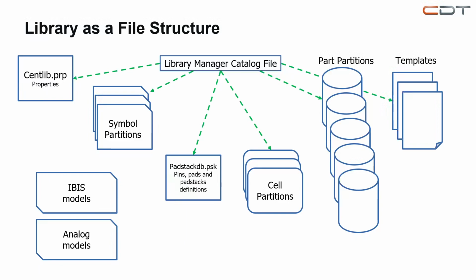There are a couple of folders that are basically simple partitions that contain our symbols. There is also pathstack.db.psk. This file contains information about pins, paths, and path stack definition. There are also a couple of folders with cells, parts, partitions, and templates. The templates folder contains templates for our future layout. There can also be IBIS models and analog models.